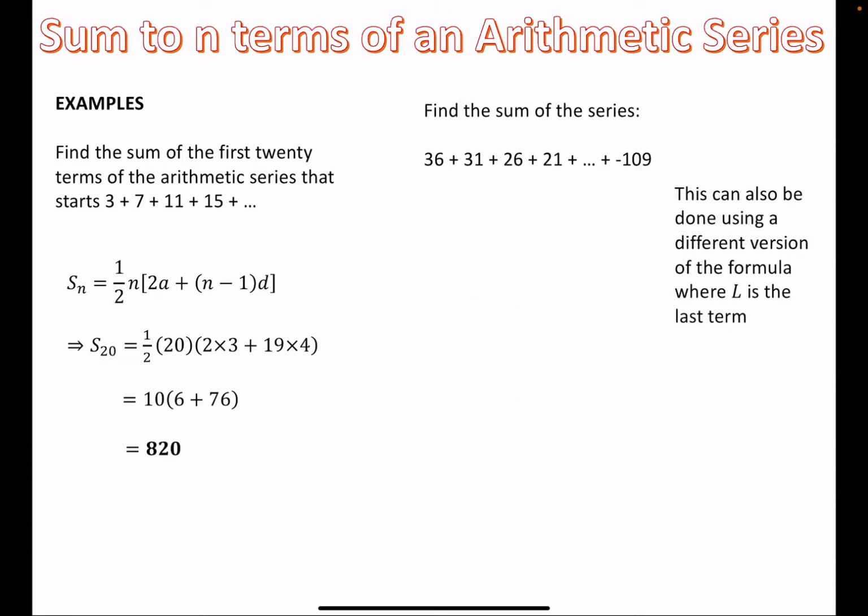However, if you think back to the way that Gauss did this, we can use a different version of the formula where L is the last term, okay? And this is basically what Gauss was doing. He was adding the first and the last term, he was adding the second term and the second last term, and then multiplying it by how many terms he had, and then dividing it by 2. It's the same kind of idea here. As long as we know those two terms, the first and the last, we can use this very simple version of the formula.